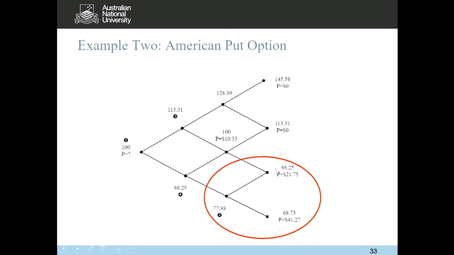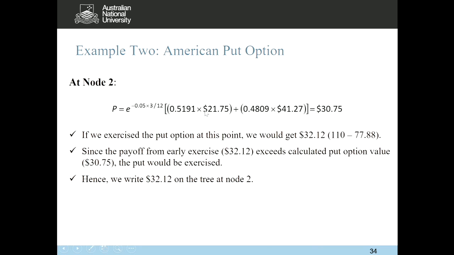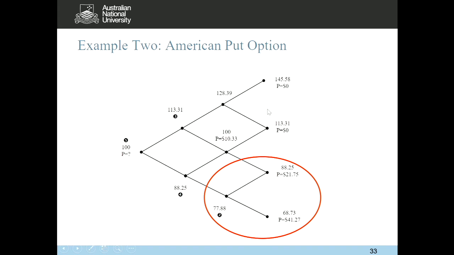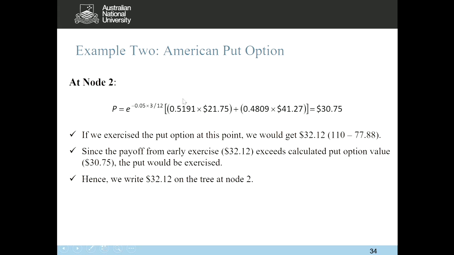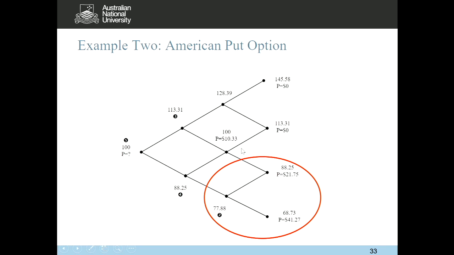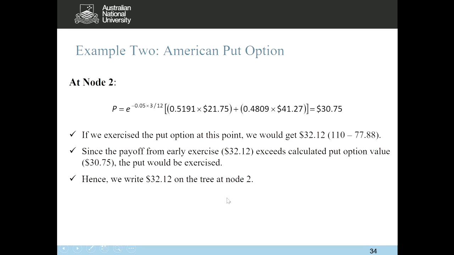We know the probability of going up and going down. We know the payoff of those outcomes, right? So that's the probability going up. If we go up, we have a payoff of 21.75. If the share price goes down, we have a big payoff of 41.27. So that is your expected payoff. And you discount back 3 months, from here to here. And we have a discounted value of $30.75.